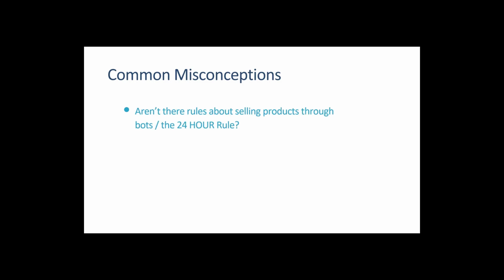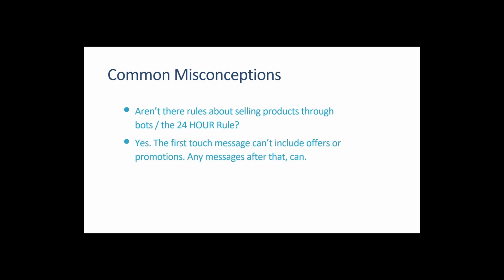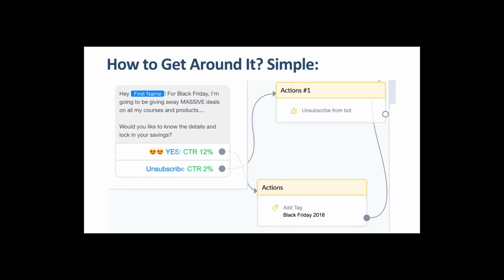Now, you might think, well, aren't there some rules about selling products through bots after 24 hours? Yes, that is in fact true. The first touch messages can't include any kind of offer or promotion. Any messages after that can. So, how do we get around that?